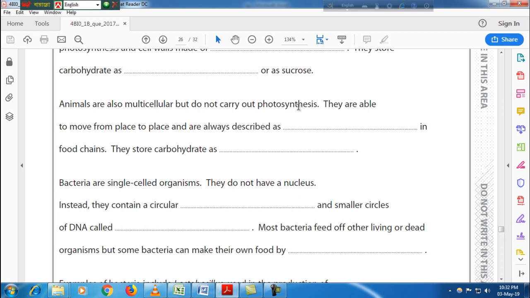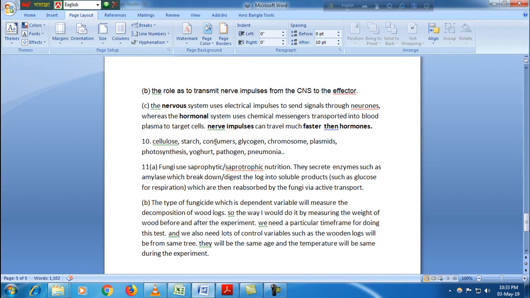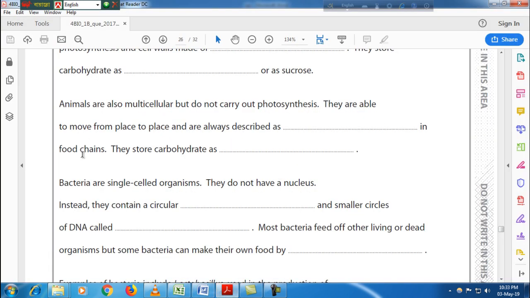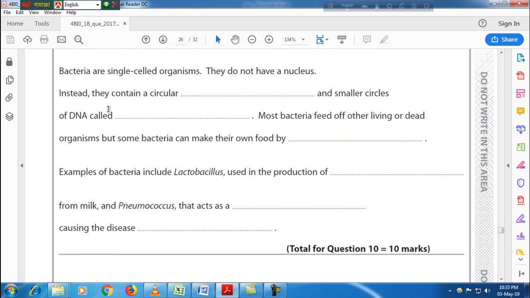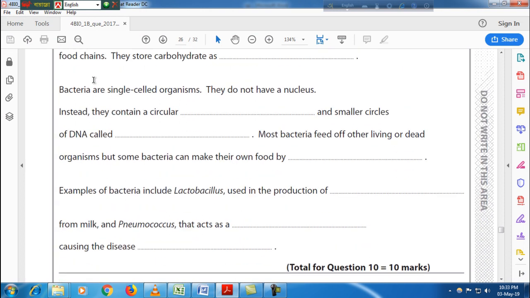Animals are also multicellular but do not carry out photosynthesis. They are able to move from place to place and are always described as consumers in food chains. They store carbohydrates, we know that it's very easy, as glycogen. Next paragraph.